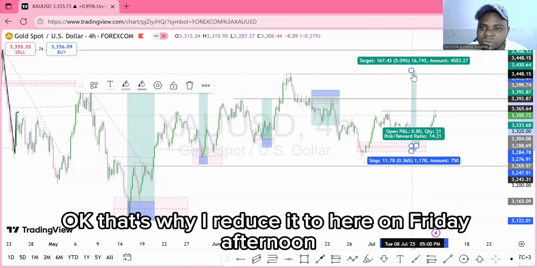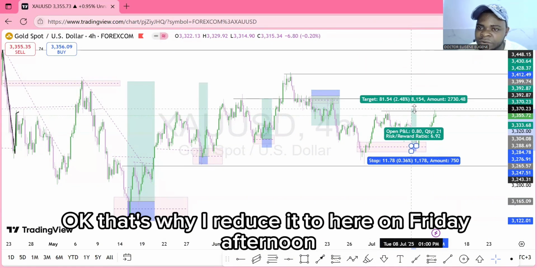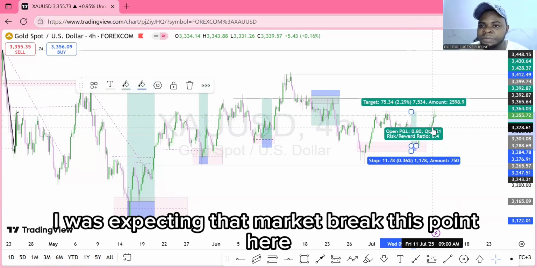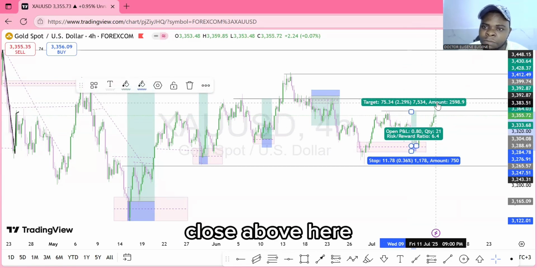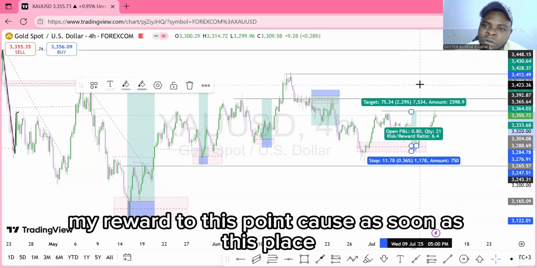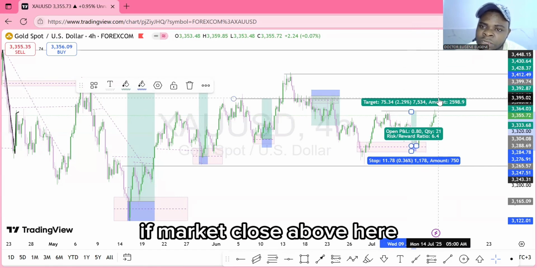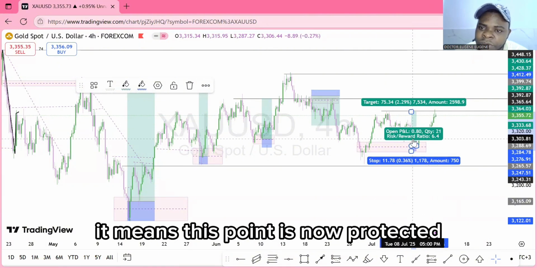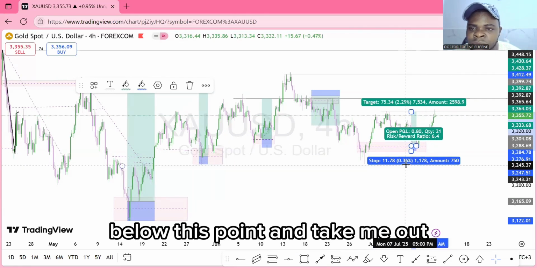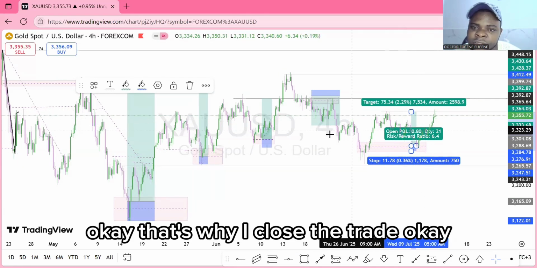Okay, that's why I reduced it to here on Friday afternoon. I was expecting that the market would break this point here and close above here. Then I would have increased my lock, my distance, my reward to this point. Because as soon as the market closes above here, it means this point is now protected. That is very hard for the market to close below this point and take me out. Okay, that's why I closed the trade.